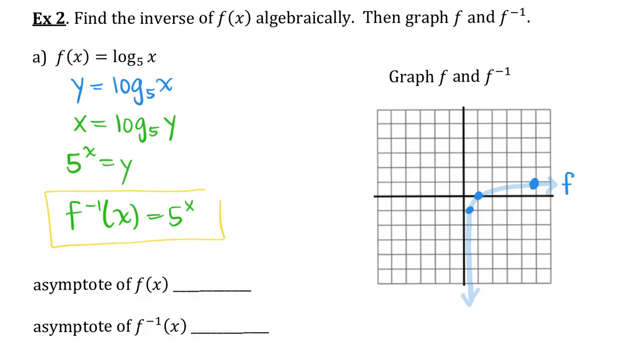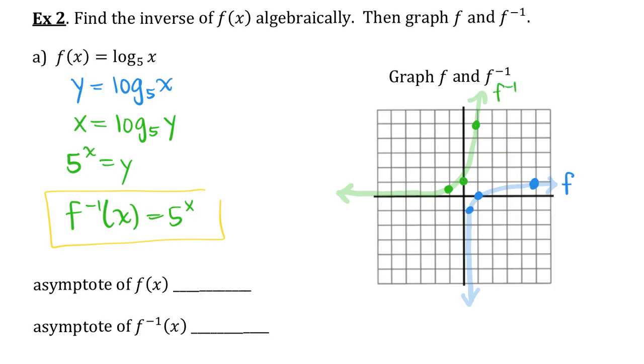So 5 to the 0 is 1. 5 to the 1 is 5. 1, 2, 3, 4, 5. 5 to the -1 is 1/5. Don't cross your x-axis because that's your asymptote. f inverse.